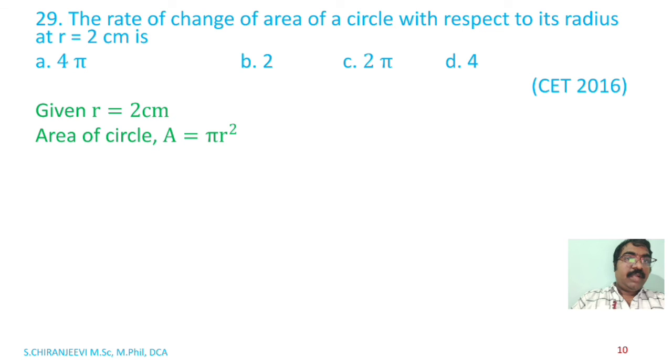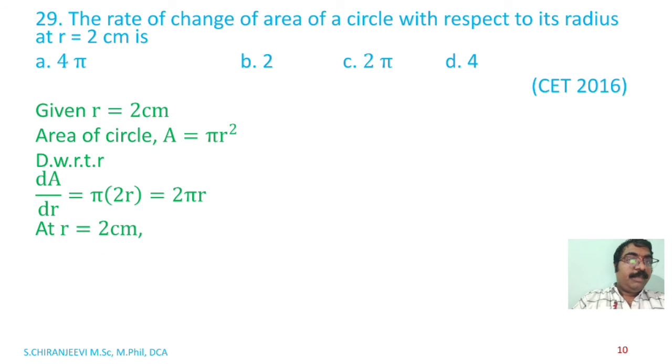So area of circle A equal to pi r square. Differentiating with respect to r, dA by dr equal to pi into, what is differentiation of r square, 2r. So it will become 2 pi r. Now substituting r equal to 2 centimeters, dA by dr equal to 2 pi into 2. So it will become 4 pi centimeter square per second, which is option A.